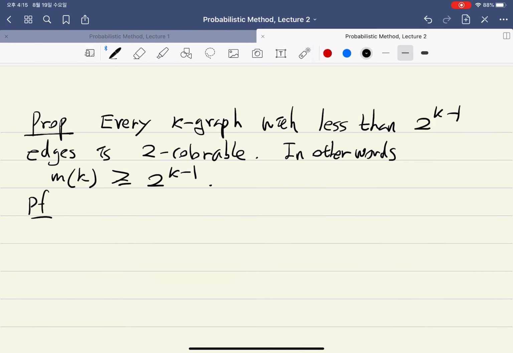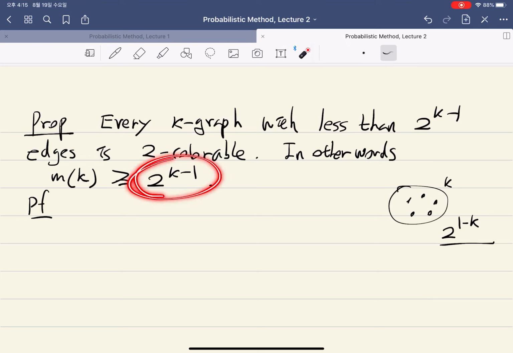And how do we prove it? Again, if we randomly color the vertices with 2 colors, then for a given edge with k vertices, what's the probability that this becomes monochromatic? We know that this is 2 to the 1 minus k, which is exactly the reciprocal of this.